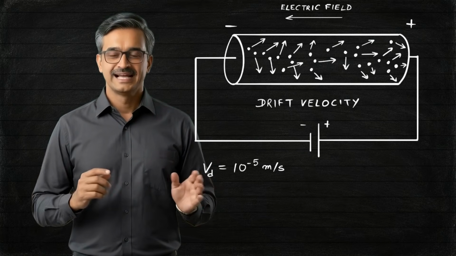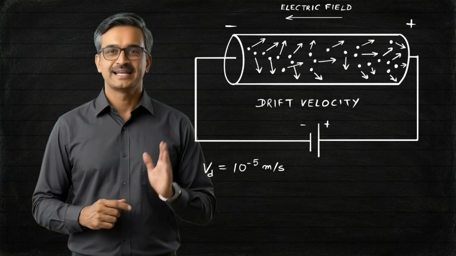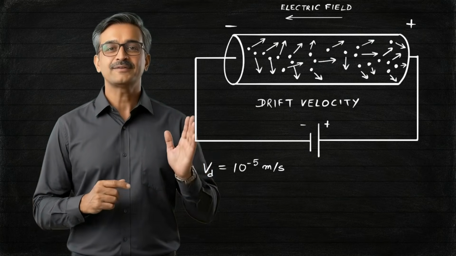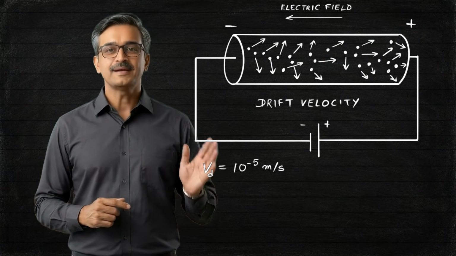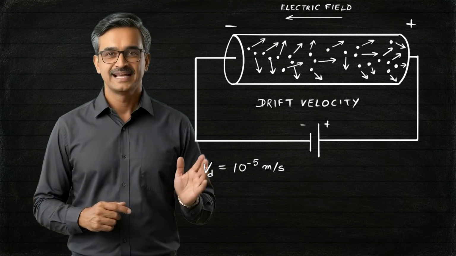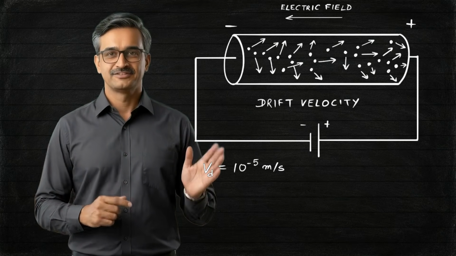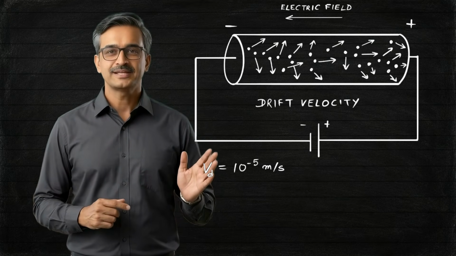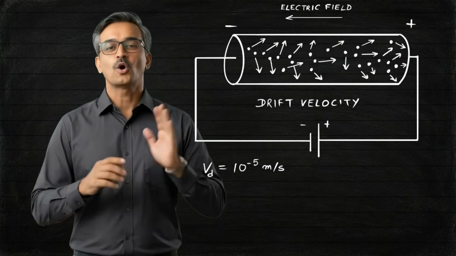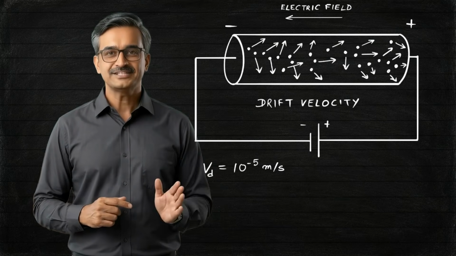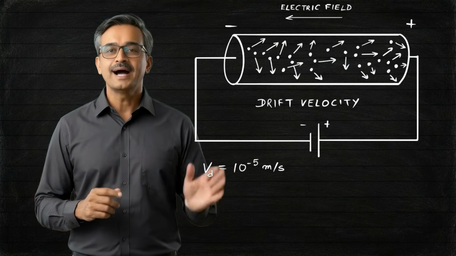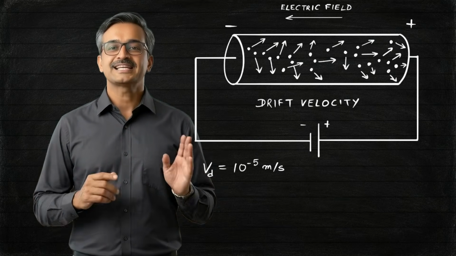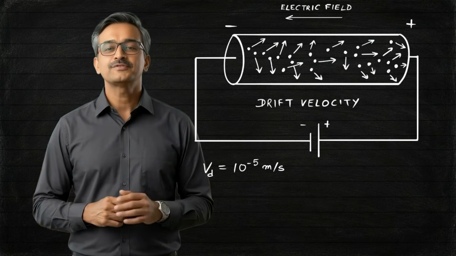Now an interesting question arises. If electrons drift so slowly, why does a bulb glow almost immediately after we switch it on? Does the electricity travel slowly? The answer is no. Remember, the electrons themselves move with a very small drift velocity. But the electric field established inside the conductor propagates almost at the speed of light. The moment the switch is closed, the electric field reaches almost every part of the conductor. As a result, the free electrons present throughout the wire begin drifting almost simultaneously. That is why the bulb lights up almost instantly, even though the individual electrons move very slowly.